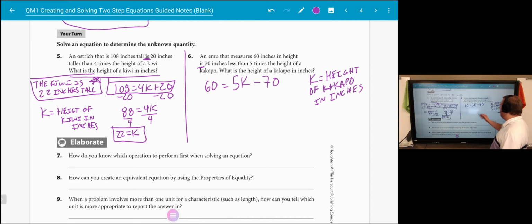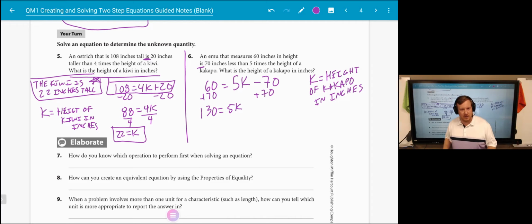I know that the last thing I would have done, had I known what K was to start with, would have been to subtract 70. So that's the first thing I need to undo. Add 70 to both sides. I get 130 equals 5K, and negative 70 plus 70 gives me 0. Again, with addition and subtraction, you're trying to get to 0. With multiplication and division, you're trying to get to 1. Now I divide both sides by 5, because that's how I undo multiplication.